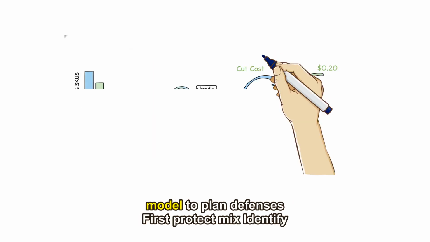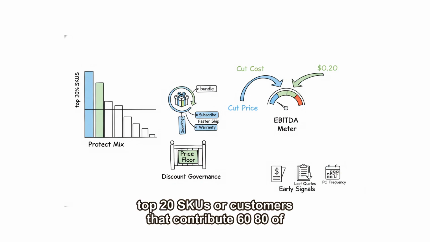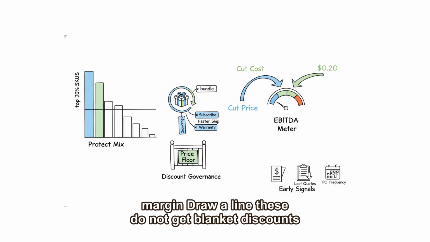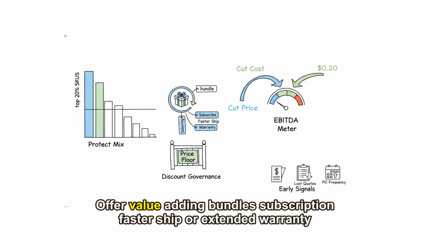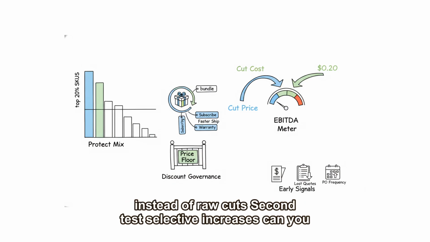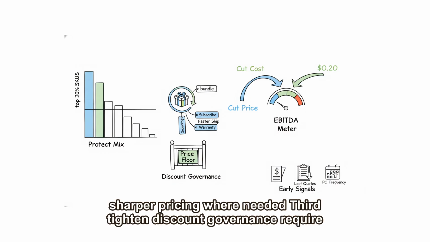Use the model to plan defenses. First, protect mix. Identify top 20% SKUs or customers that contribute 60 to 80% of margin. Draw a line, these do not get blanket discounts. Offer value-adding bundles, subscription, faster ship, or extended warranty, instead of raw cuts. Second, test selective increases. Can you raise prices 2 to 3% on low elasticity items to fund sharper pricing where needed?